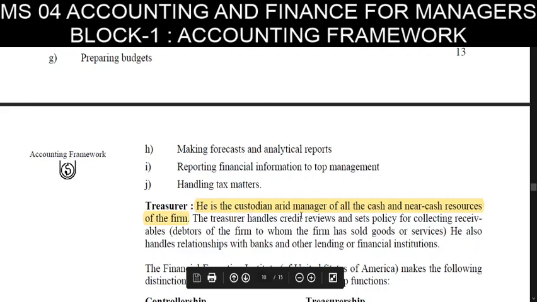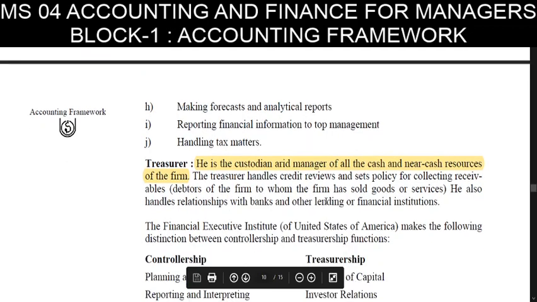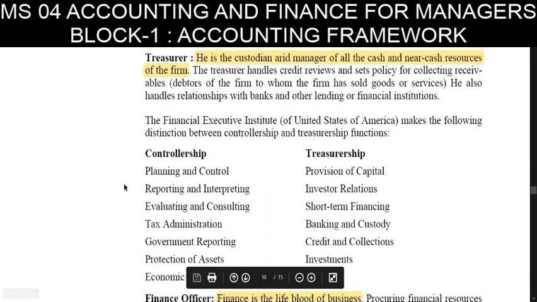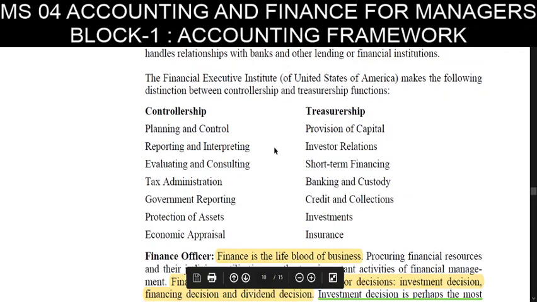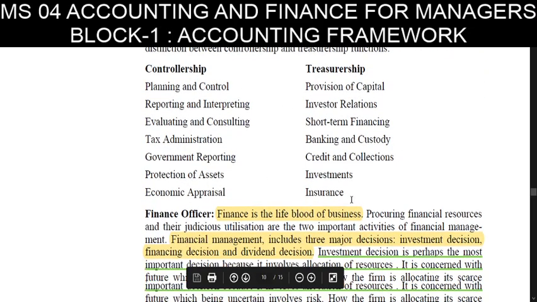Okay, let's see the next personnel. Treasurer. He is a custodian and manager of the cash and near cash resources of the firm. He who handles cash is a treasurer. So these are the different activities of a controllership and treasuryship. This is self-explanatory. You can read.